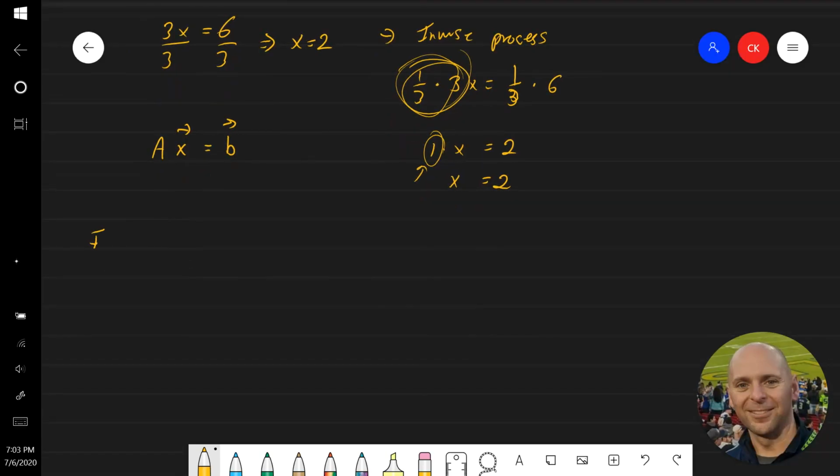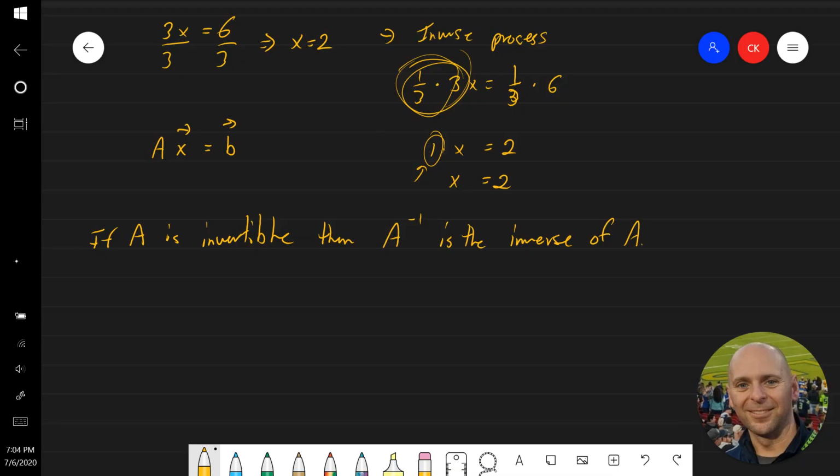So if A is invertible, and we'll use a capital letter A instead of a lowercase a here, then the inverse of A is notated by A inverse. Again, assuming that it exists. We'll talk about the existence part of this in a little bit.